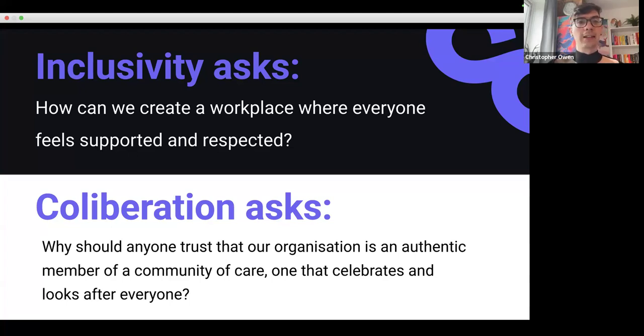I sometimes hear, and this is a big pet peeve of mine, businesses say, oh, we're all a family here. That's not true. No, you're not. You're colleagues, right? But are you a community? Do you show up for and take care of one another? Community isn't something you land in, it's something that you build, right? So how are you building a community of care? One that celebrates and looks after everyone. And why would anyone trust that you're doing that authentically? Where's the proof, right? It's got to be active and intentional community building. Take care of one another.